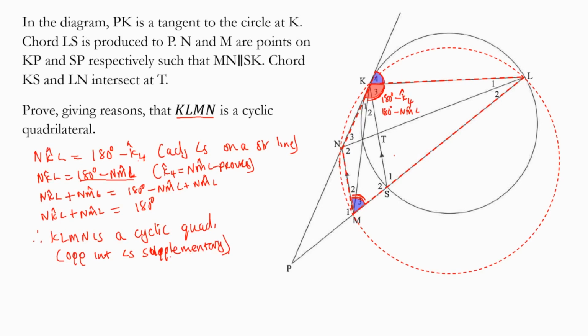So that's how we can prove that this is a cyclic quad. So now we know that KLMN is a cyclic quad. We have proved that the quadrilateral KLMN is a cyclic quad, and we're going to be using that information in the next questions.